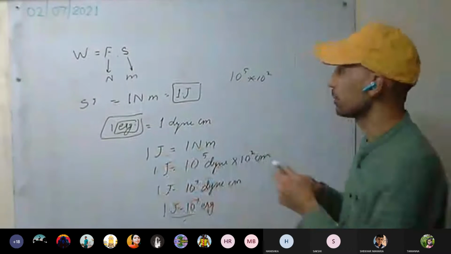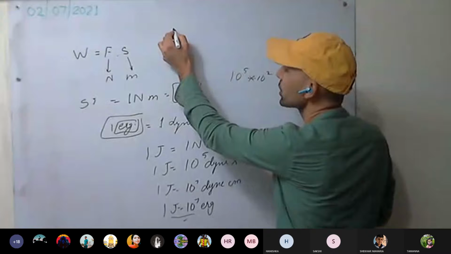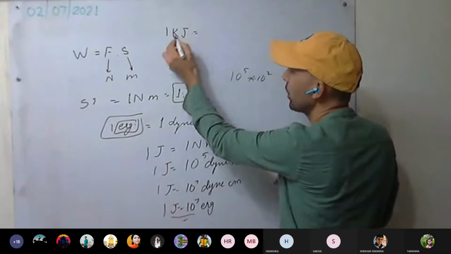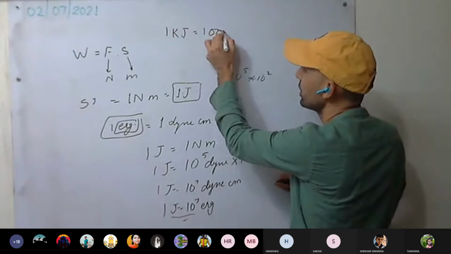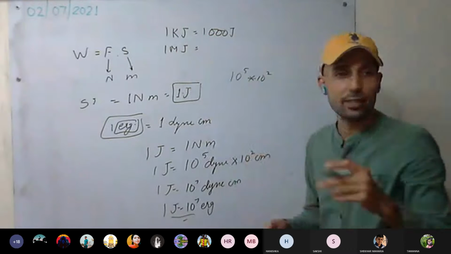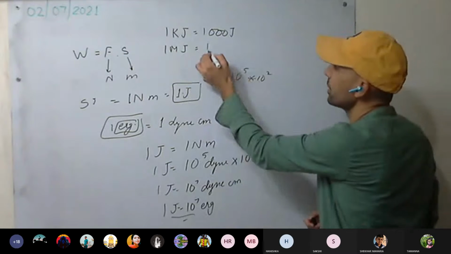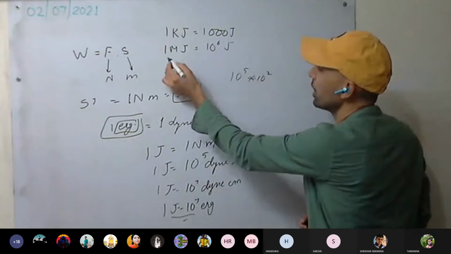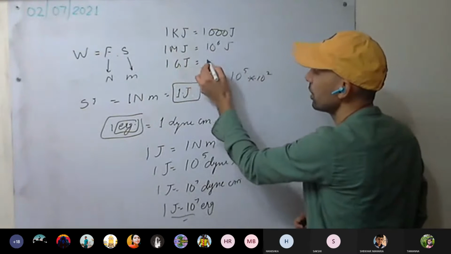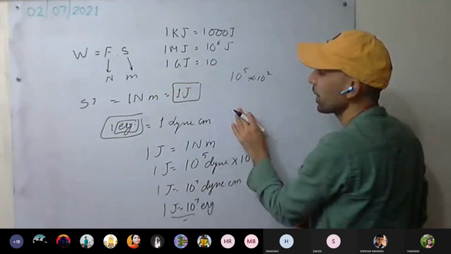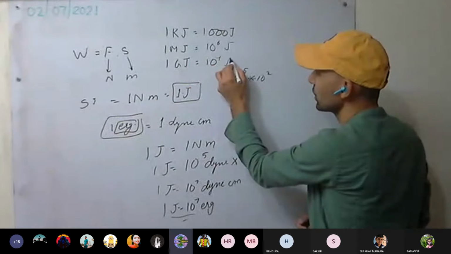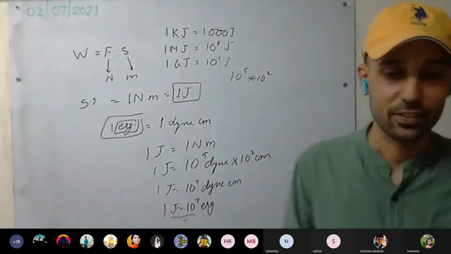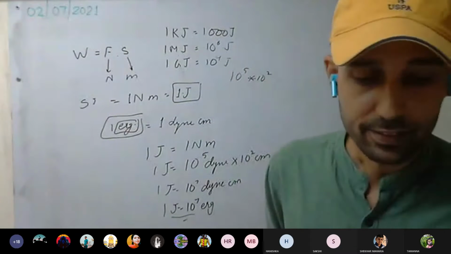Bigger units: kilojoule, megajoule. 1 kilojoule will be how much? Kilo is how much? 1,000 joule. 1 megajoule: mega means 10 raised to power 6, so 10 raised to power 6 joule. 1 gigajoule is 10 raised to power 9 joule. This is clear?